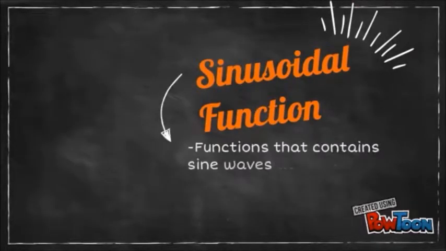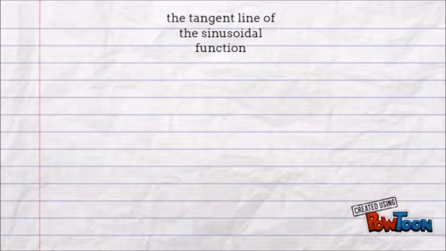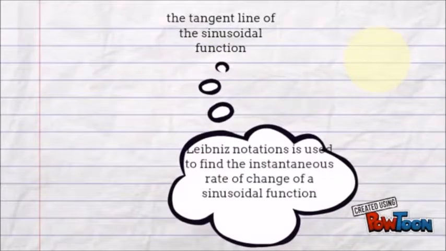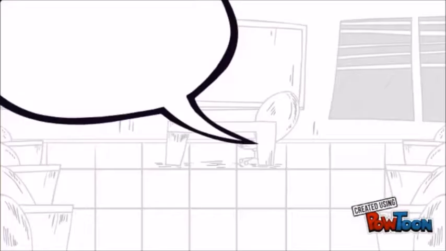Sinusoidal functions are functions that contain sine waves in a periodic fashion. Leibniz notation is used to find the instantaneous rate of change of a sinusoidal function. In other words, the tangent line of a sinusoidal function.